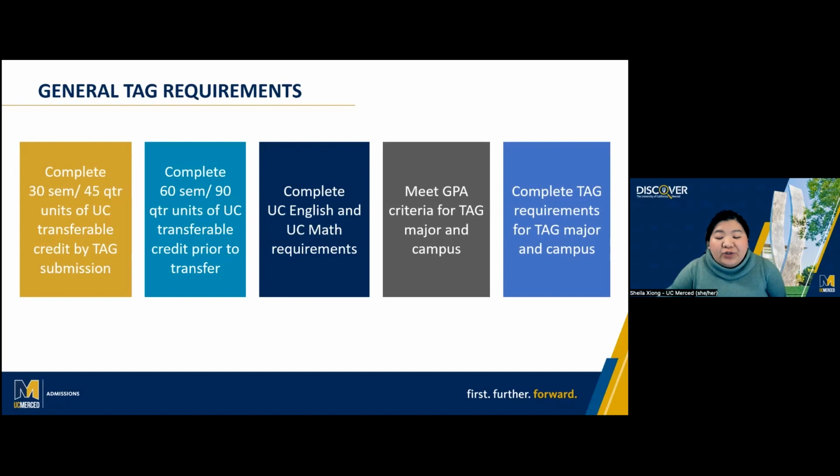In addition, you do need to complete the UC English and UC Math requirements. Please make sure to pay careful attention to the English and Math requirements, as some campuses may require you to complete this during a specific term. For the TAG as well, you need to make sure that you are meeting the GPA requirement for the TAG major and campus, and that you complete the TAG requirements for the TAG major and campus that you are planning to submit your TAG to.